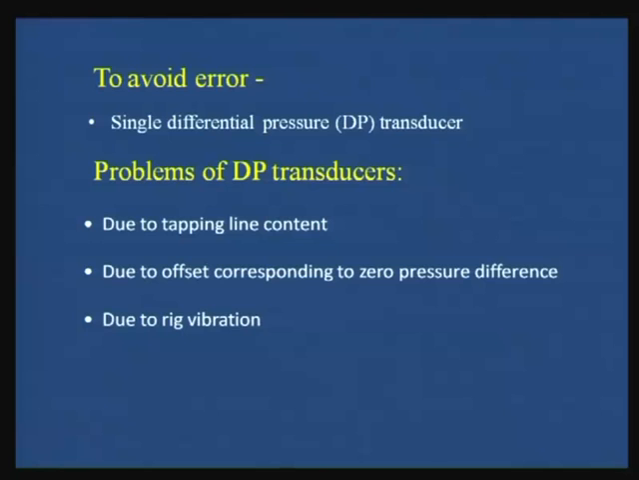Because the offset occurs even when there is no pressure difference at all. So, suppose you have to measure pressures lower than the offset, can the differential pressure transducer do it? Therefore, the offset corresponding to zero pressure difference means the range has to be at least that particular offset. If the pressure that we want to measure is lower than the offset, we can have a problem. So it has to be selected with a range which is at least equal to the offset value. If it is less than that, then we have a problem.